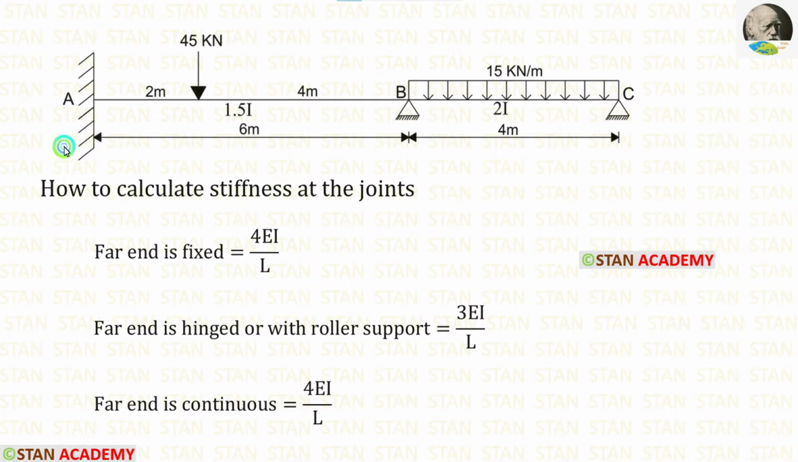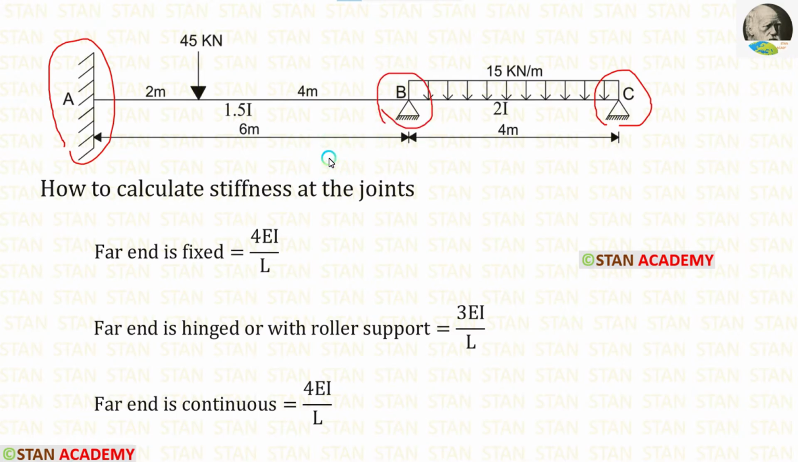In this beam, we are having the ends A and C. In the point A, we are having fixed support. So the distribution factor for AB will be 0. In the point C, we are having hinged support. So the distribution factor for CB will be 1. In this case, we have to calculate the distribution factor only in the joint B.